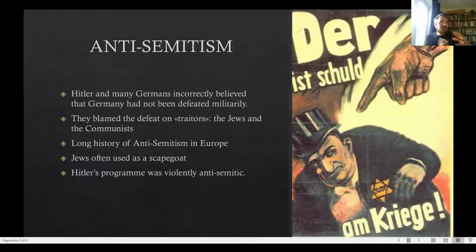He switched the blame for the worst catastrophe to ever happen to Germany not onto the German High Command or the German army, but onto an ethnic minority that was incorrectly accused of working in the shadows to destroy Germany.